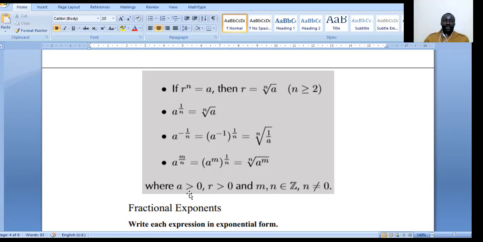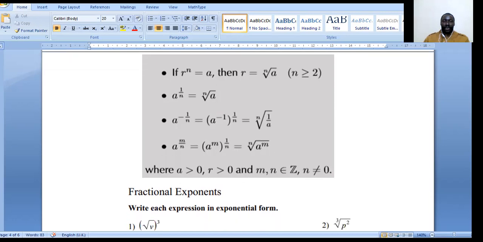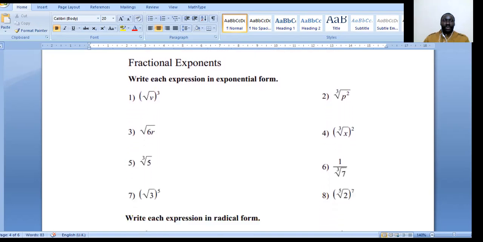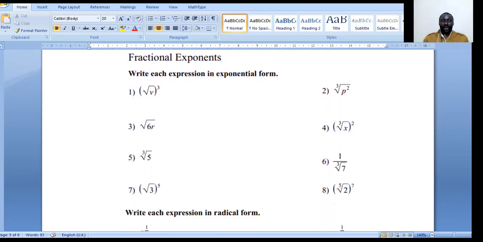In this case, for the cases above here, a must be greater than 0, R must be greater than 0, m and n are integers. N cannot be equal to 0, because that way it will not be defined. So there we go. Here are some practice questions that we can get going with.